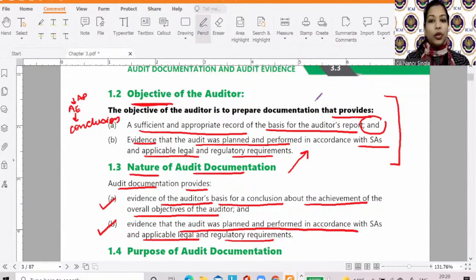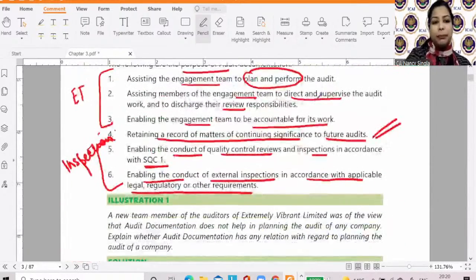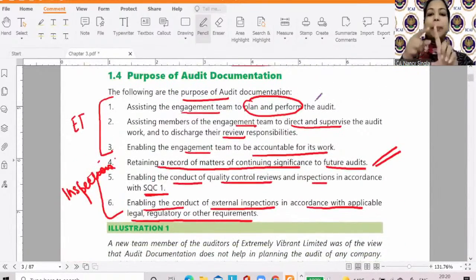Now, where are the overall objectives mentioned? Essay 200 may. Don't try to, just relate the topics from the earlier chapters also. Okay? So, audit evidence provides you the basis of conclusion about the achievement of the overall objectives of the auditor. What is the purpose? I told you, it helps the engagement team to plan and perform, to direct, supervise and review, and to hold accountable. Okay? It acts as a record for future audits.